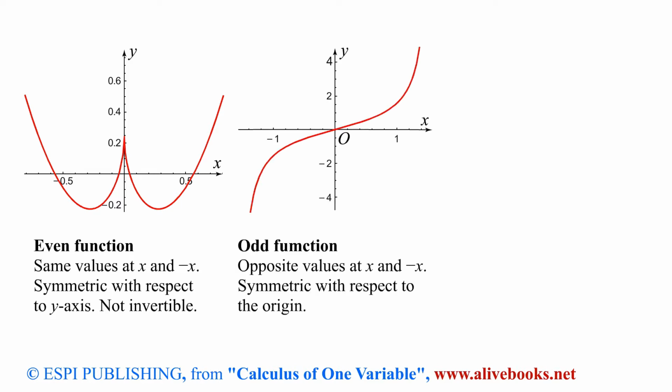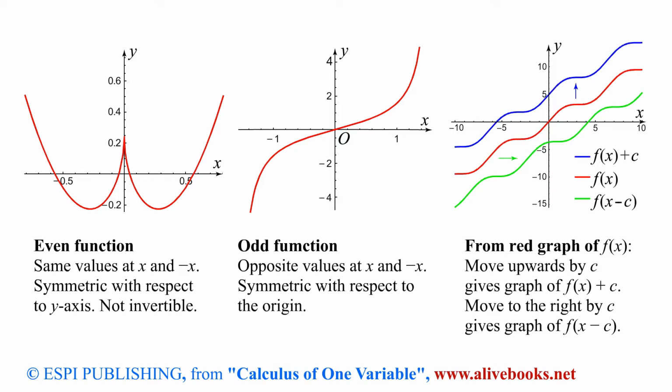The graph of an odd function follows in the second example. Such a graph is symmetric with respect to the origin O of the coordinate system. For every point of the graph, its symmetric point with respect to the origin O belongs also to the graph.